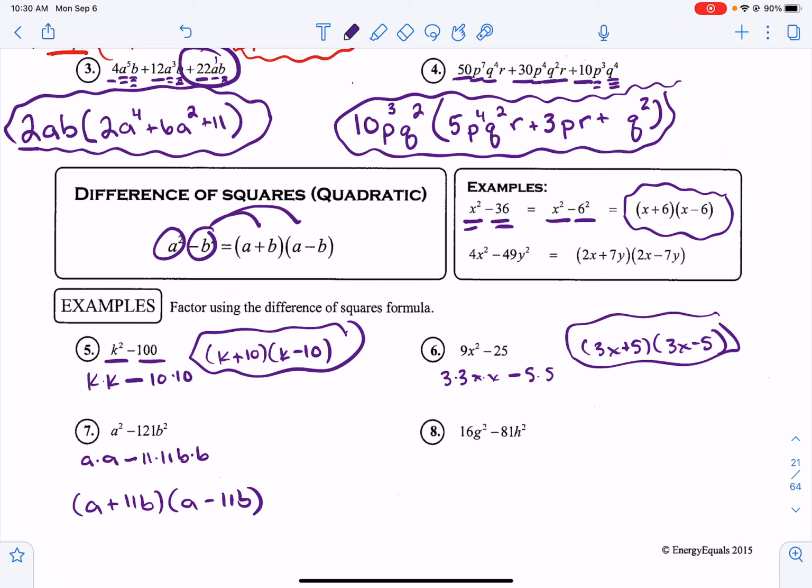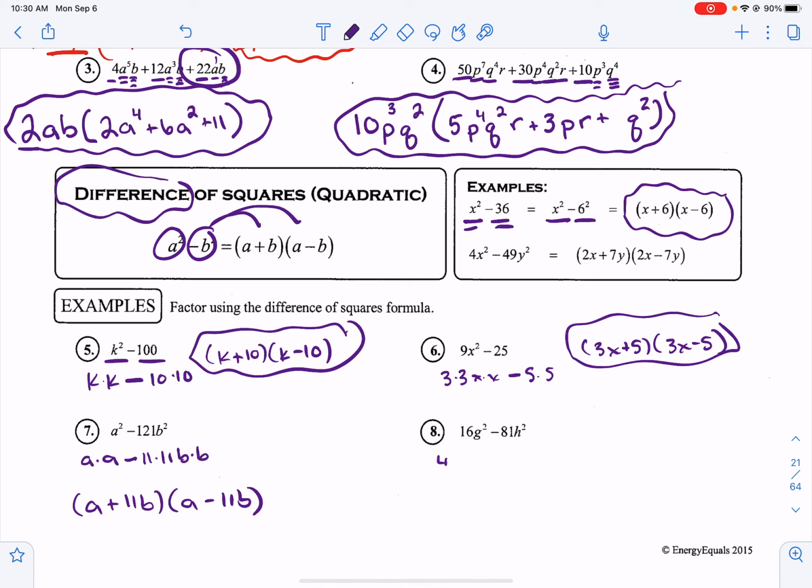Now, if these had a plus sign, like number 8, if this was 16g squared plus 81h squared, this would not work. Please don't try to do it. It only works if it's a minus. That's why this is called difference of squares, because it has to be a minus.